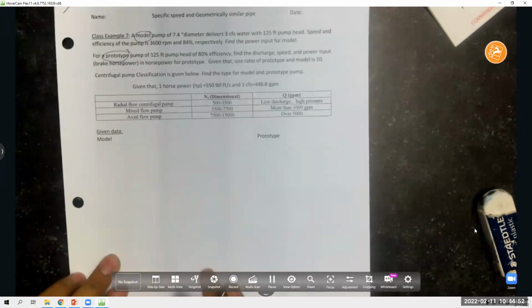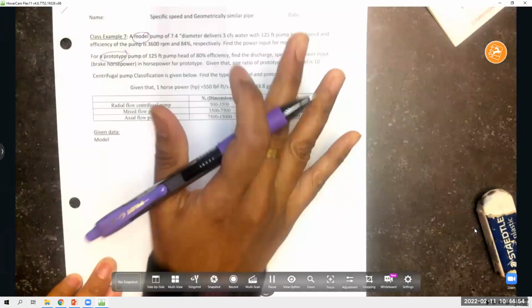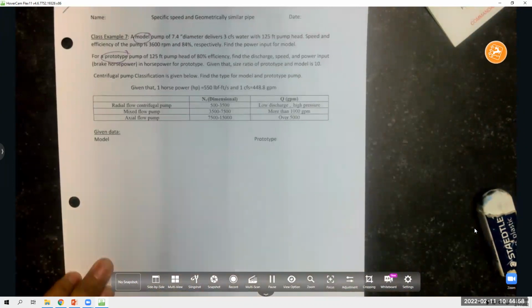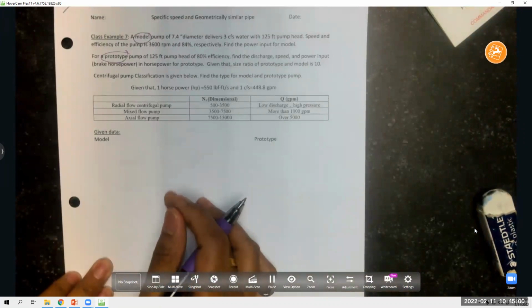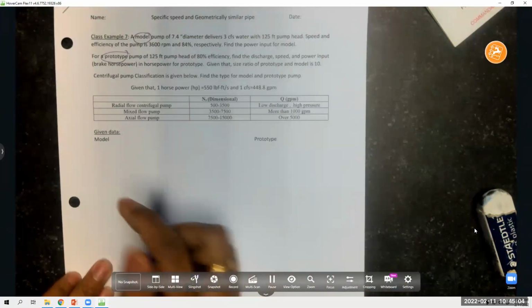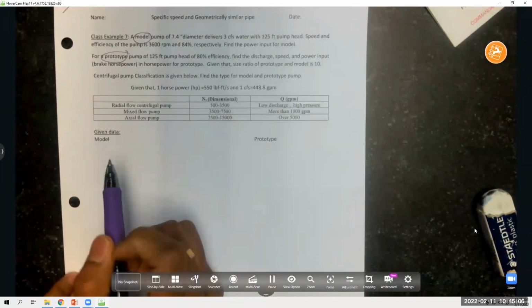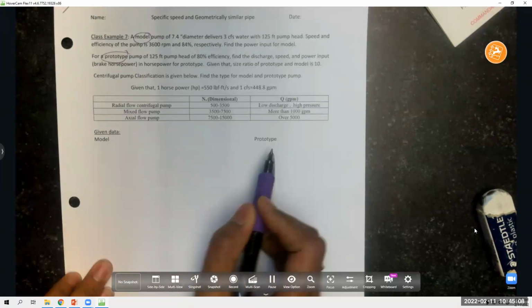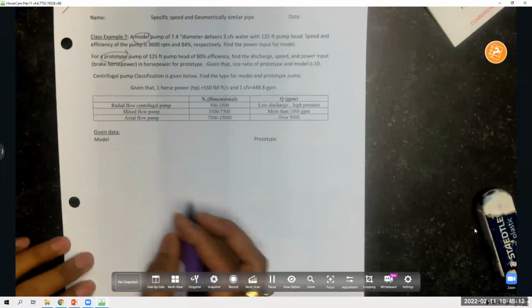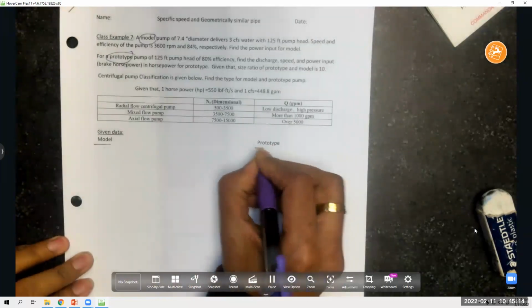Okay, now we have lots of data here. So what I will do, I will just write down the data first, and then we will select which one we need to calculate and which one we already know. Like model and prototype, for each one we have 5 parameters. So let's write down those first, okay?